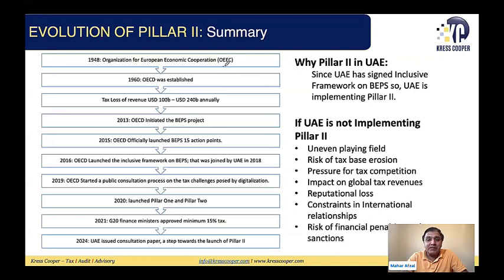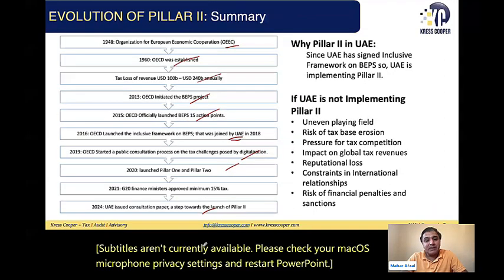This was the OEEC, then it was OECD, then loss of revenue, then a BEPS project, then 15 action points. In 2018, you also joined the inclusive framework on the BEPS. Then OECD public consultation paper, pillar one, pillar two, 15% tax rate, and you will issue the public consultation paper on BEPS as well.